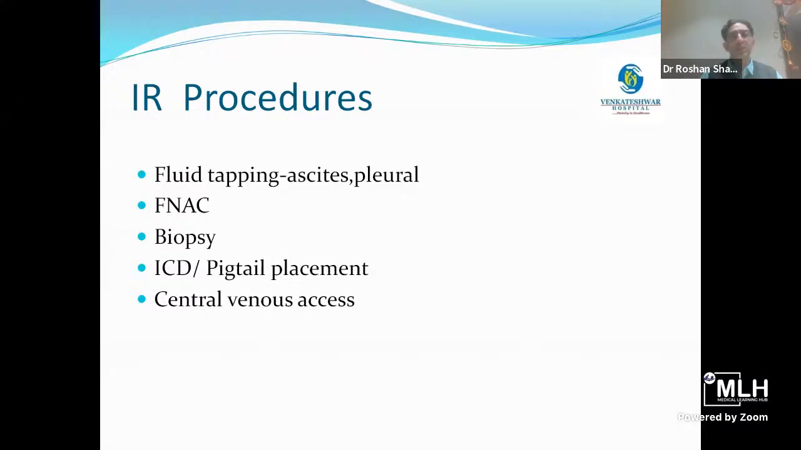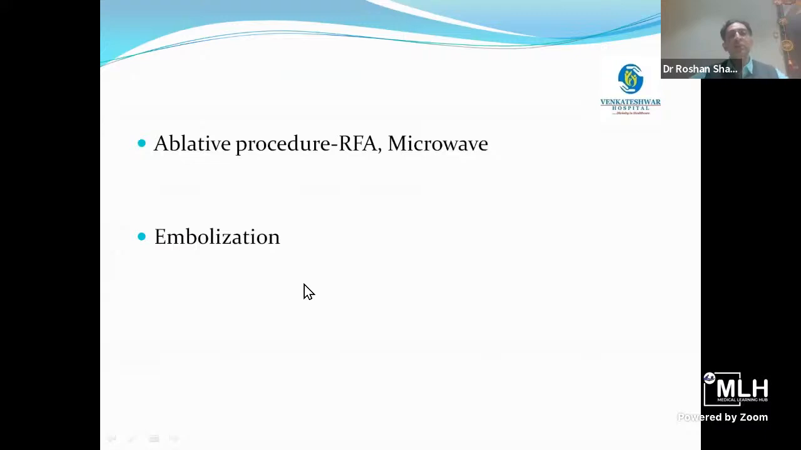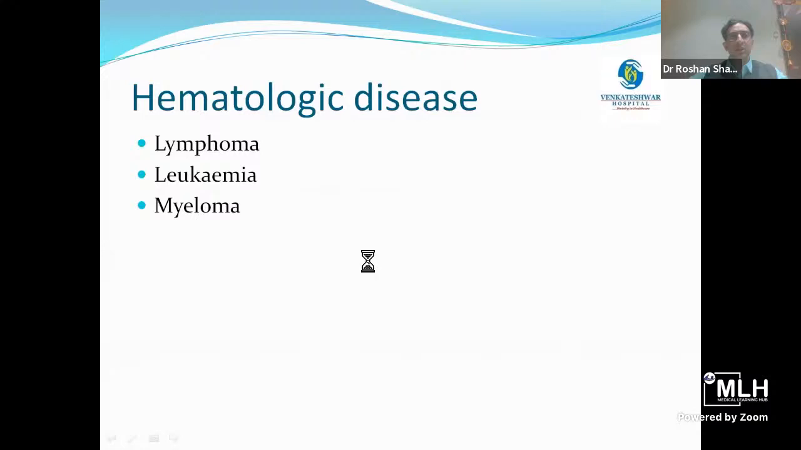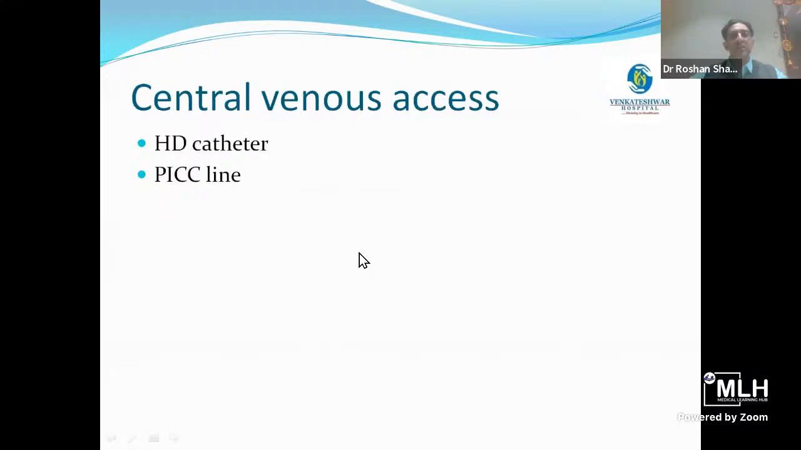Then coming to FNACs or biopsies, ICD or pigtail placement, central venous access, then ablative procedures including RFA and microwave, and embolizations. So central venous access: SD catheter and PICC lines are being placed using ultrasound guidance. It's real-time imaging, and using ultrasound, we can directly see the target. We can assess the veins properly.